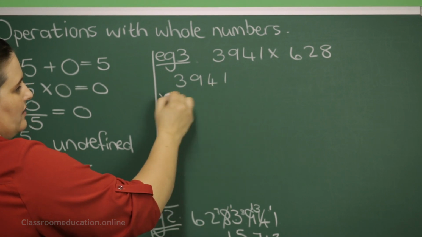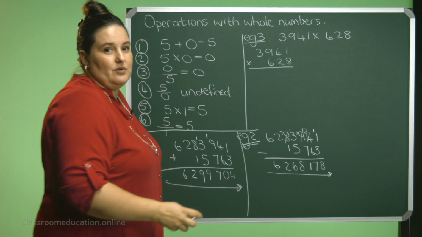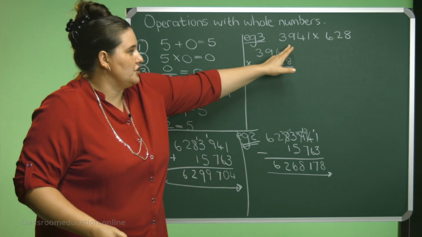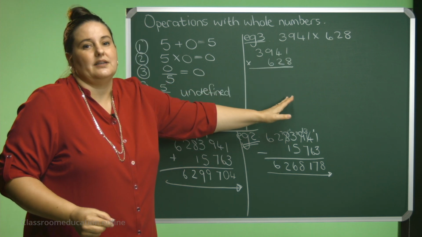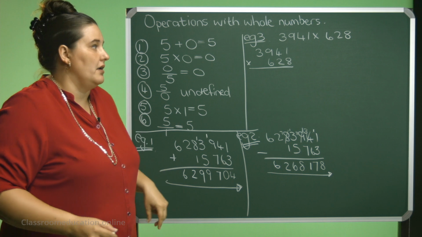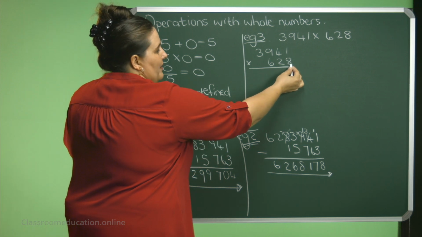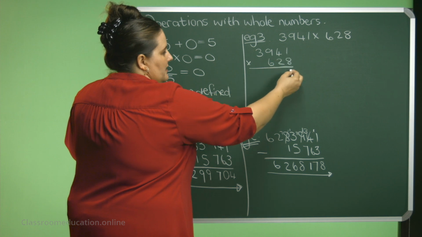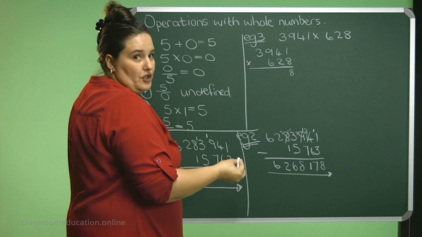3,941 times 628. Please make sure for you to help yourself that you put the units underneath one another, the tens underneath one another. Place values are very important, especially when you multiply. Well, actually always, but it's very important. Okay, we start from the back. 8 times 1 is 8. 8 times 4 is 32.